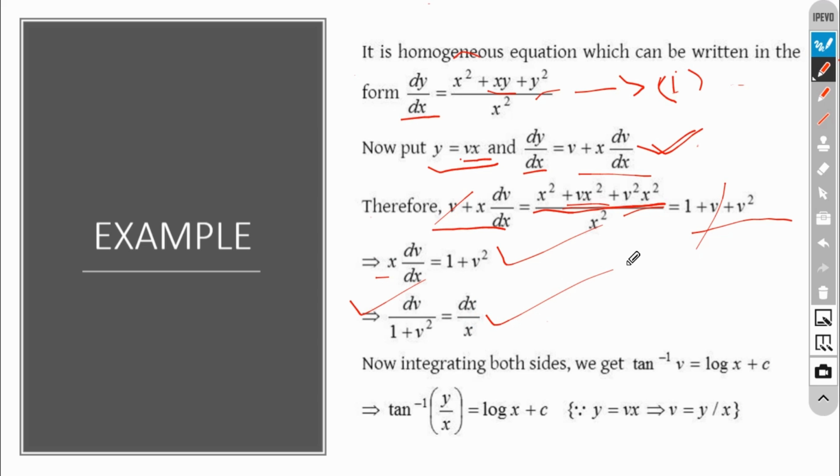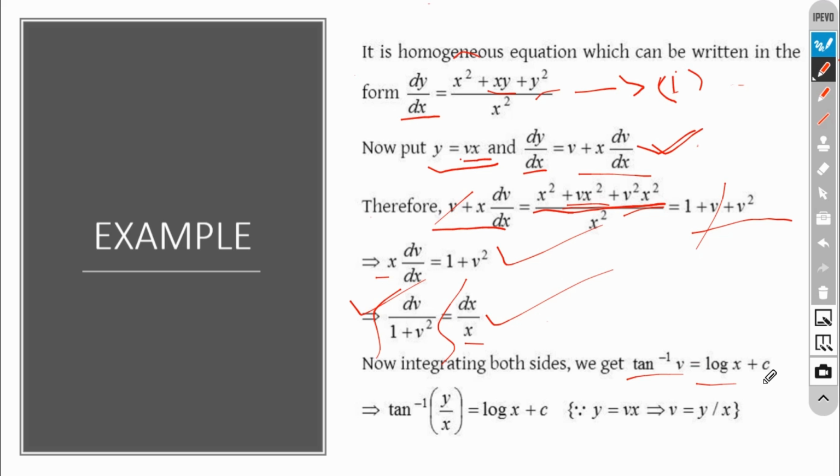Now integrating both sides, after integrating on both sides, what will we get? The integration of 1 over 1 plus v square is tan inverse v, and the integration of 1 over x is natural log of x.